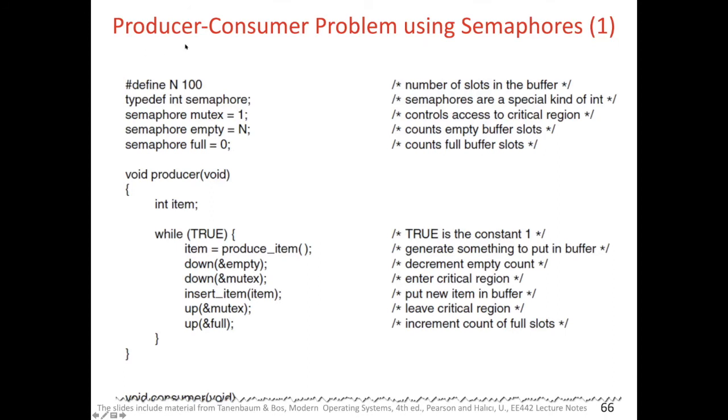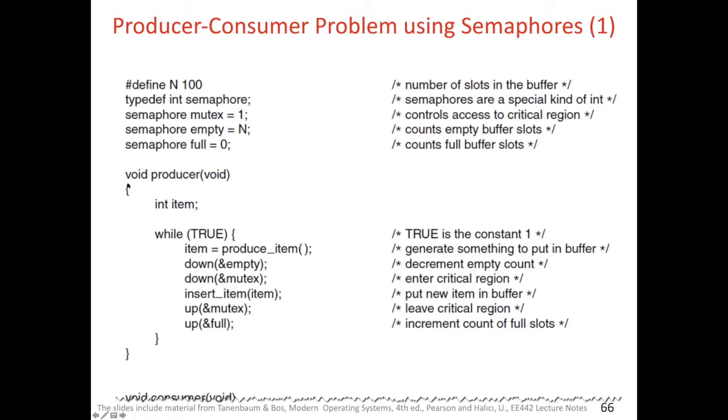Now let's consider the solution of the producer-consumer problem using semaphores. Define n as 100. This is the number of slots in the buffer. Type definition integer semaphore. Semaphores are a special kind of integer. Semaphore mutex is set as 1. It controls access to the critical region. Semaphore empty is set as n and counts empty buffer slots. Semaphore full is set as 0 and counts full buffer slots.